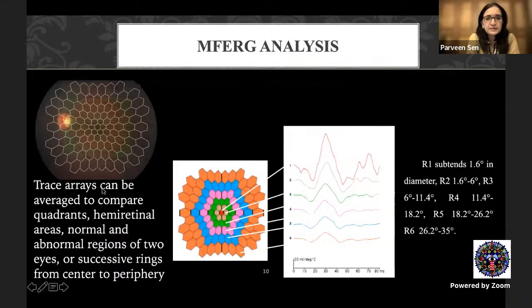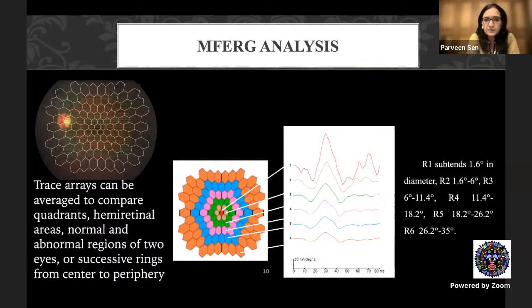Another way of analysis is the trace array, and this is very important. In the multifocal response, when you get individual responses, you can have them in the form of a trace array, or you can have ring analysis. These traces are divided into different rings, each one with a different degree of angle that it subtends at the retina. R1 is 1.6 degree, R2 is 1.6 degree to 6 degree, R3 is 6 degree to 11.4.